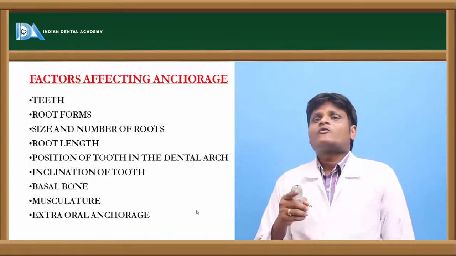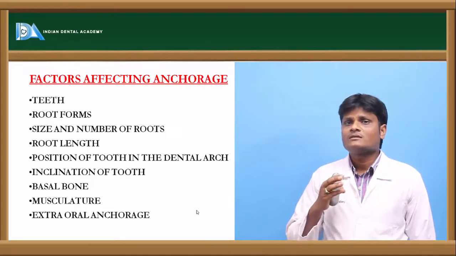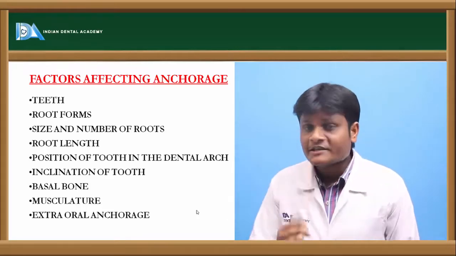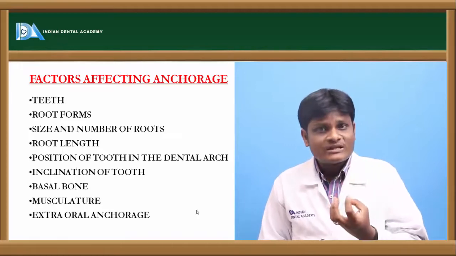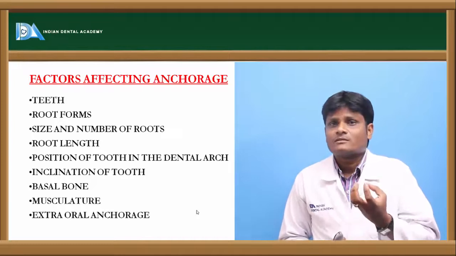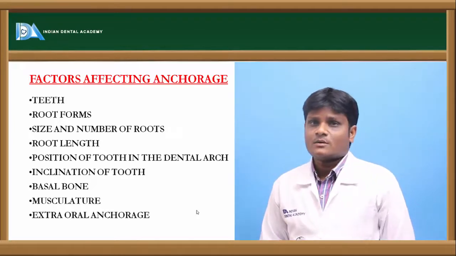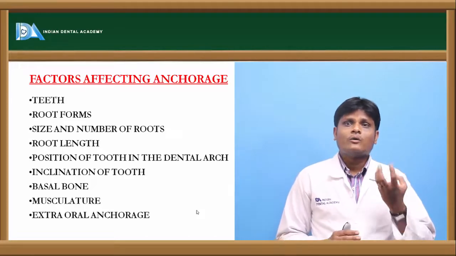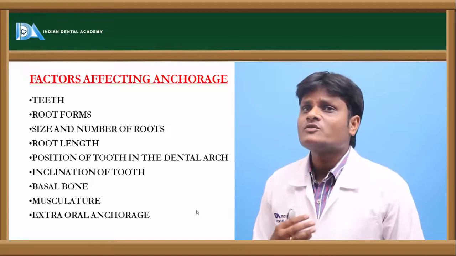The triangular root forms offer most resistance to the deleterious forces. That means the more triangular the root of the anchorage unit is, the more resistance it offers. So the maxillary canines are the roots whose length is also long, whose cross section is also triangular, and they offer maximum resistance to tooth movement.